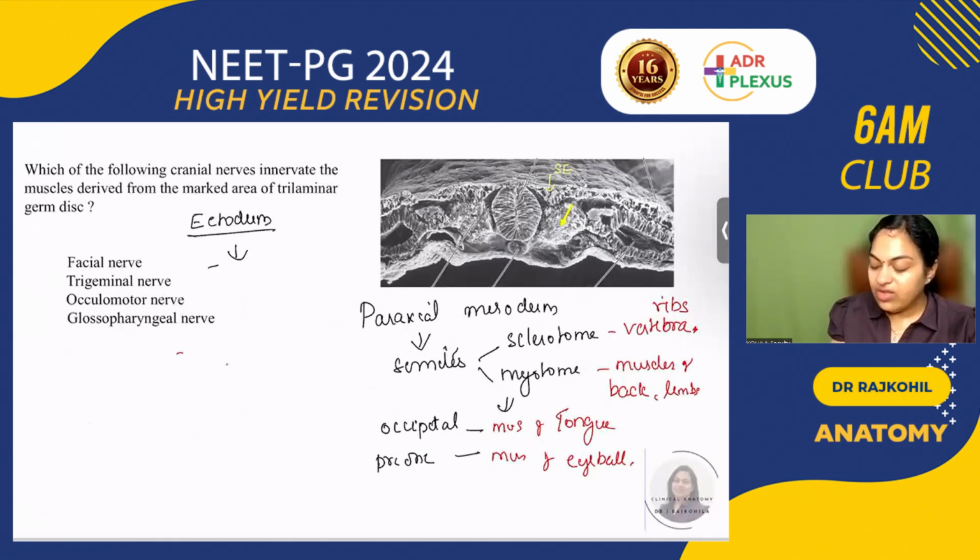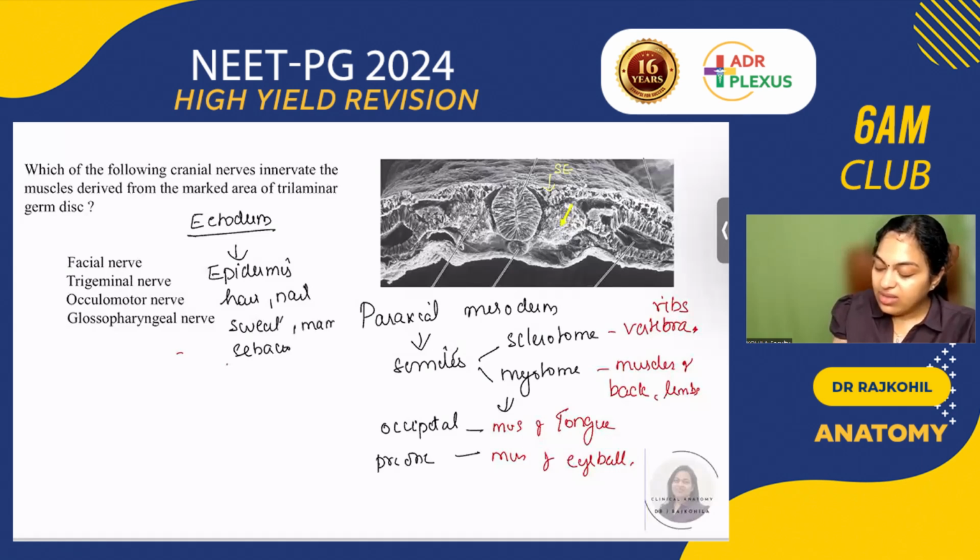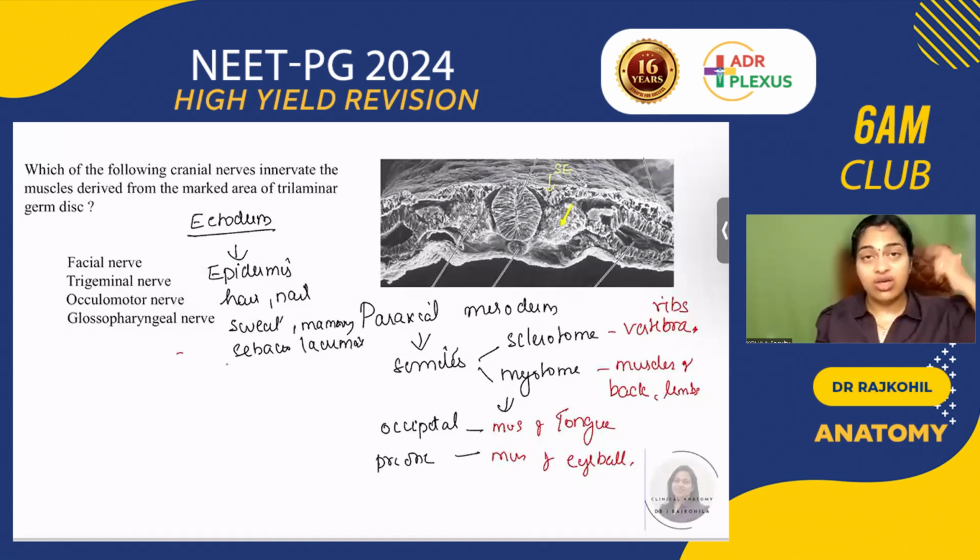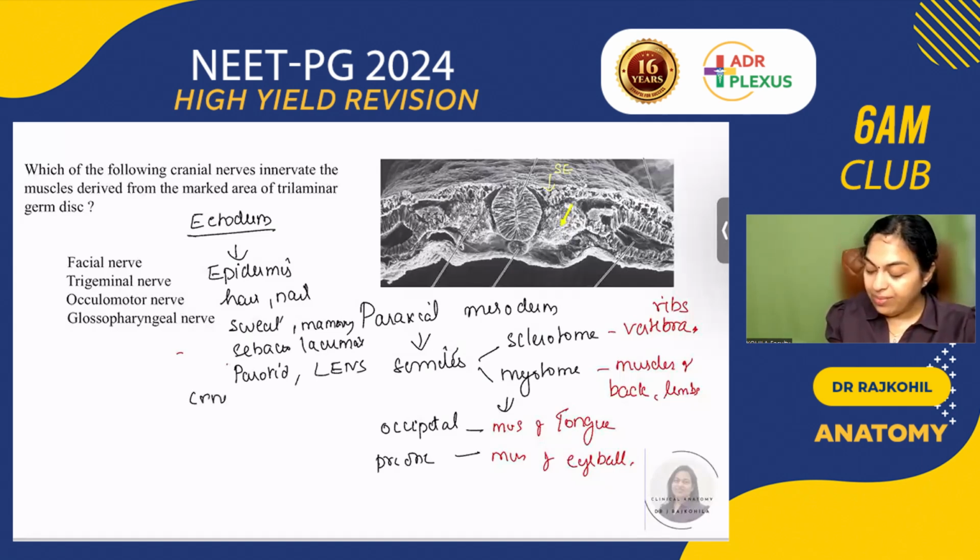It is going to give rise to the epidermis, the appendages of the skin, the hair, the nail, all the glands that you see in the skin, including the sweat glands, the sebaceous glands, the mammary glands, the lacrimal glands, and which salivary gland is going to develop from the ectoderm? The parotid gland, right? Of course, the lens of the eye, not only the lens, the corneal epithelium.